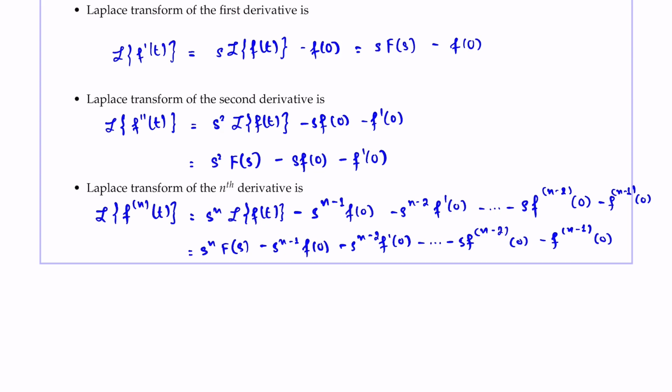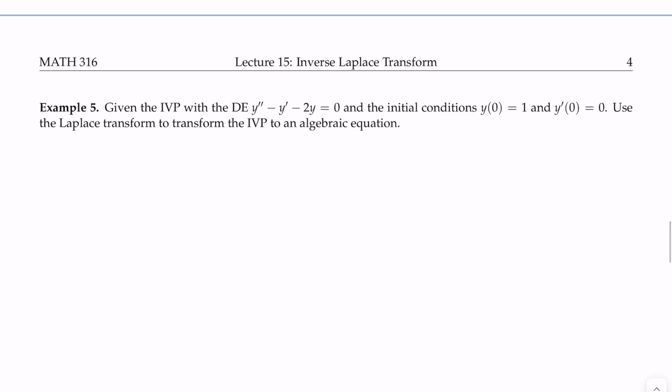Now we're going to move on to an example where we apply the Laplace transform and inverse Laplace transform to find the solutions of a second order linear differential equation with constant coefficients. Given this initial value problem, the differential equation is y double prime minus y prime minus 2y equals 0, with initial conditions y of 0 equals 1 and y prime of 0 equals 0. We want to use the Laplace transform to transform this initial value problem into an algebraic equation.